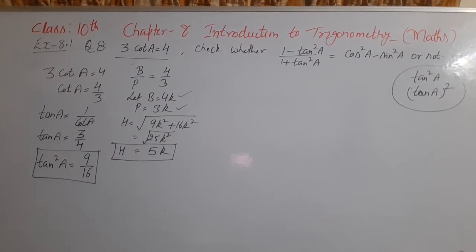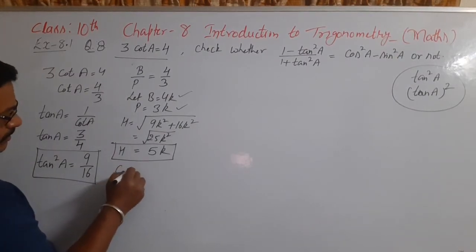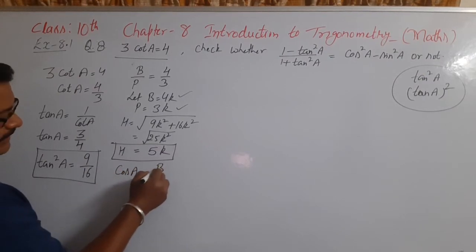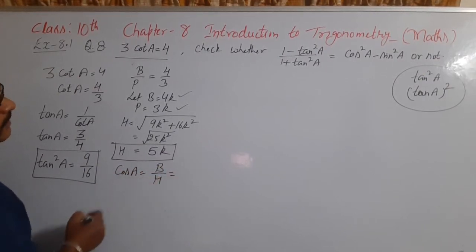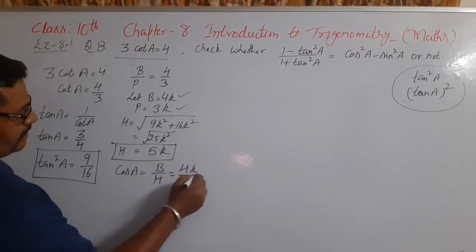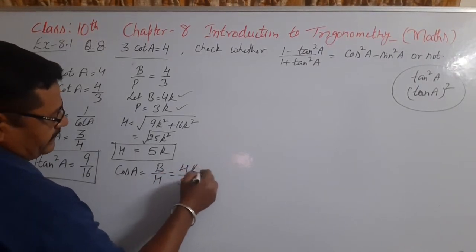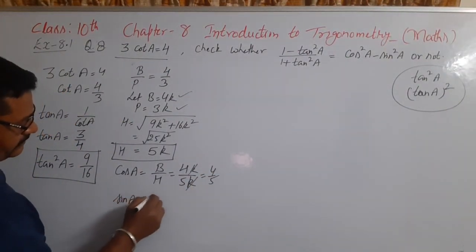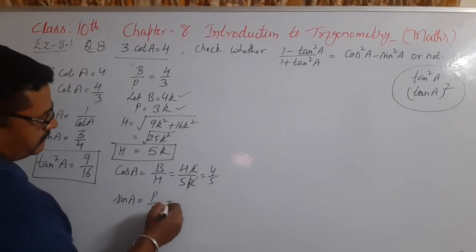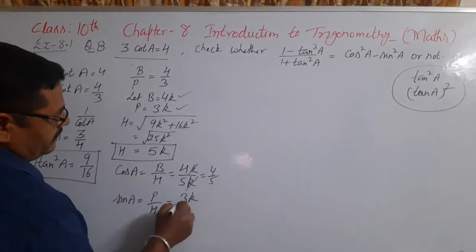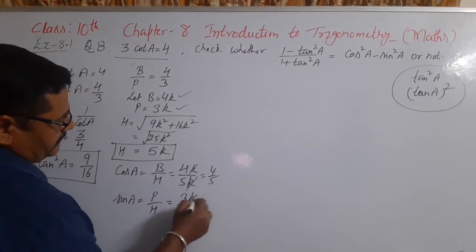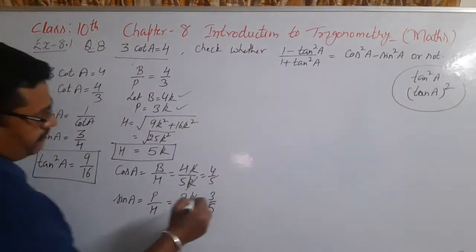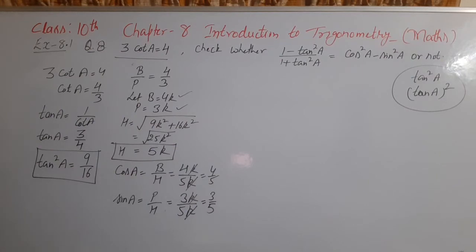Now we can find the value of cos A. Cos A is equal to base upon hypotenuse. Base is 4k and hypotenuse 5k. K से k कट हो गया, 4 upon 5. And value of sin A is equal to perpendicular upon hypotenuse, that is 3k upon 5k. K से k कट, 3 upon 5. Now in this way we have found the values of cos A, sin A and tan square A.